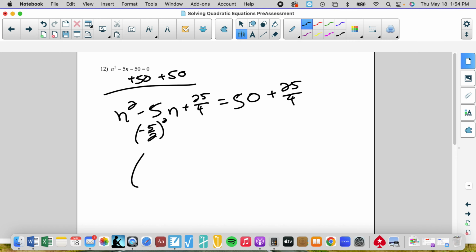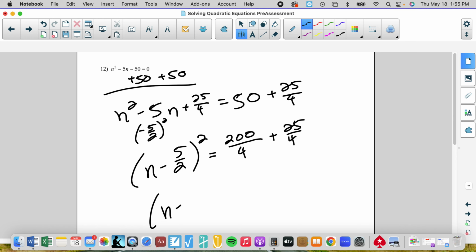Now finding the binomial square is very easy. It's just half of your b. Just put your b value over 2, and that is going to be your binomial square value. Now 50 plus 25/4, I'm not changing 25/4 to a mixed number. I'm going to change 50 to fourths, which is 200/4. You should be able to do that fast. And we get n minus 5/2 quantity squared equals 225 over 4.